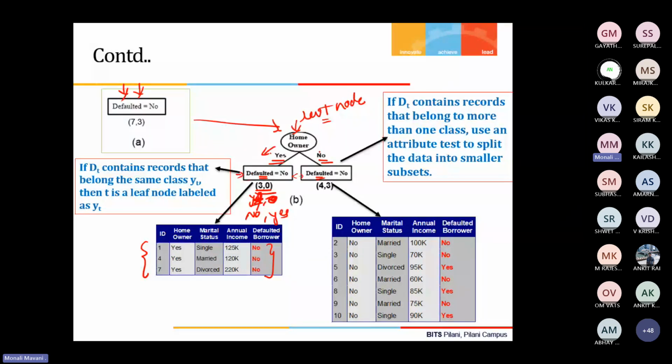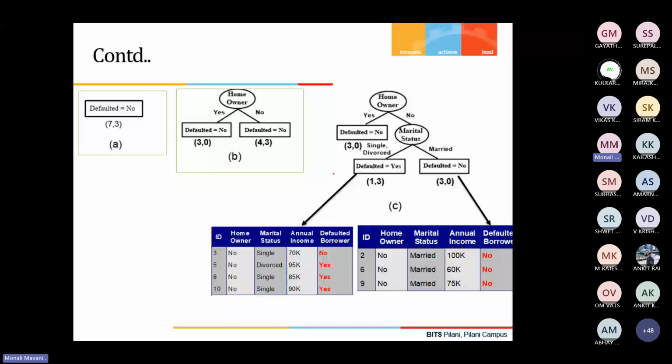But in the right branch, is this a leaf node, or do I need to grow the tree recursively from this node onwards? You can see I have a mixed class representation: 4 belong to the no class and 3 belong to the yes class. So I can draw the tree further. It's a recursive algorithm, so you have to identify which feature to use here to make a decision. This is my first iteration, then the second iteration, now the third iteration. I can grow my tree from the right branch.